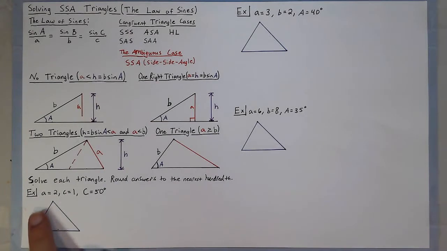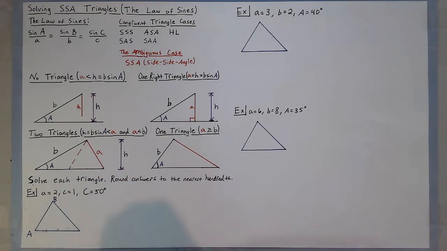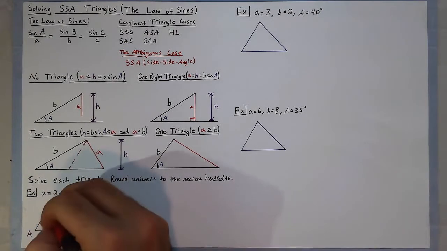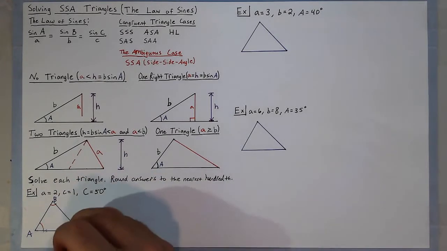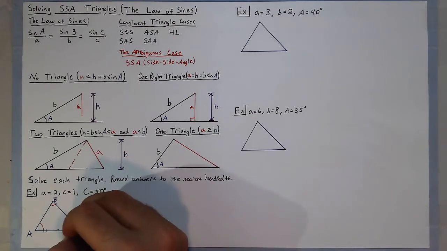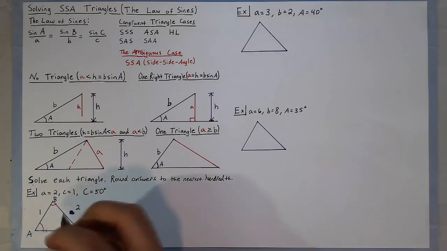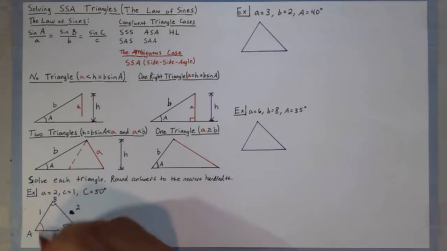So let's say we have side a is 2, side c is 1, and angle C is 50 degrees. I'm going to label my triangle. This will be angle A, angle B, and I'm looking for both of those, and I'm given angle C. So I want to find these two angles, but I'm only given 50 degrees for C. Then I'm given side a, which is 2, and side c, which is 1, but I'll be looking for side b. So I'm looking for these two angles and that side to solve the triangle.